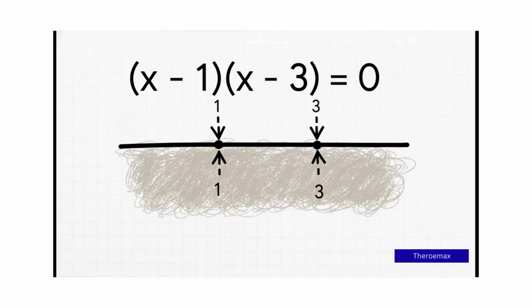Step 1, the x-intercepts. Now to find where the curve hits the ground, so to speak, we just set y to 0. That gives us x squared minus 4x plus 3 equals 0. To solve this, we just need to factor it. We're looking for two numbers that multiply to positive 3 but add up to negative 4. And that's got to be negative 1 and negative 3. So our equation becomes (x minus 1)(x minus 3) equals 0.